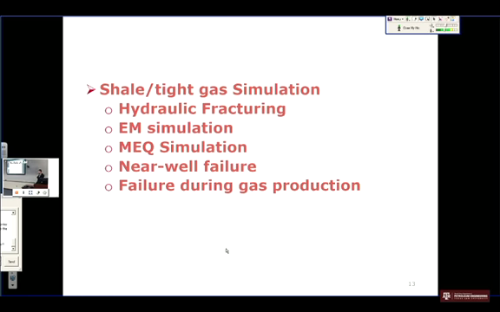Then I'll show you some numerical examples for fracture propagation during hydraulic fracturing operations for a vertical well and horizontal well, followed by electromagnetic simulation and the modeling of micro-earthquakes. And also, we will investigate the near-well failure, and we'll investigate the failure analysis during gas production.